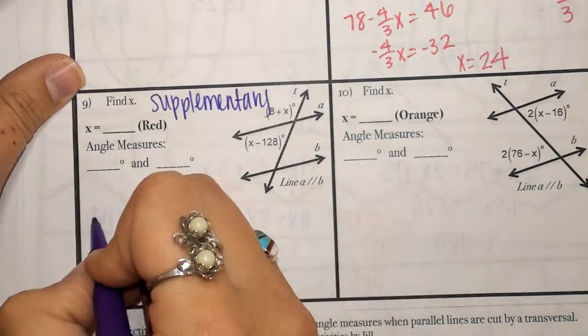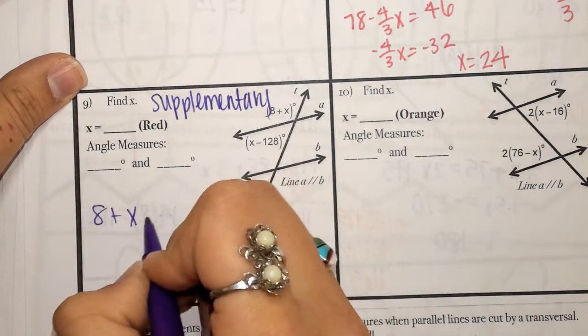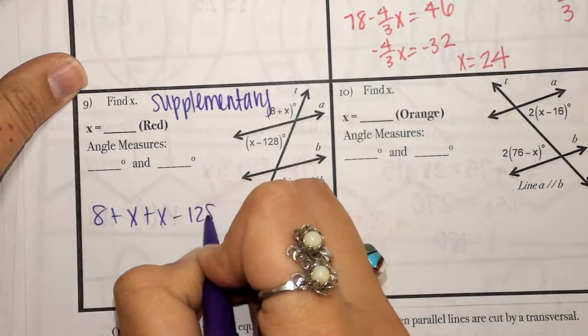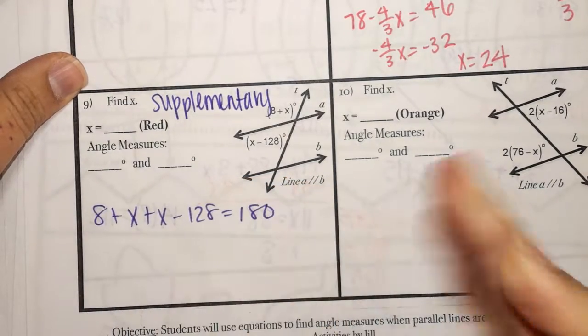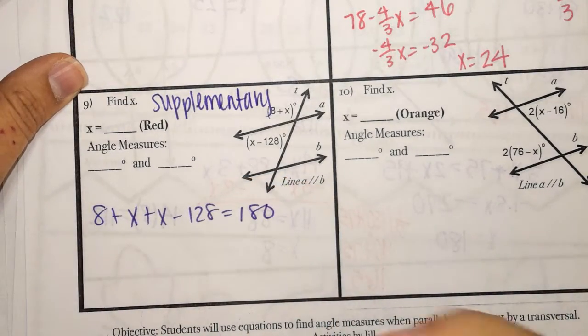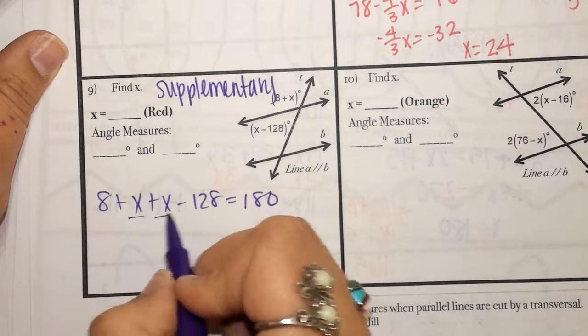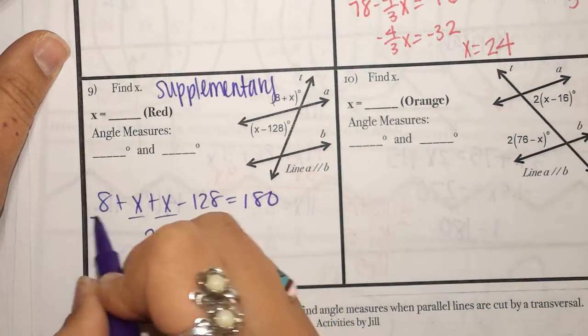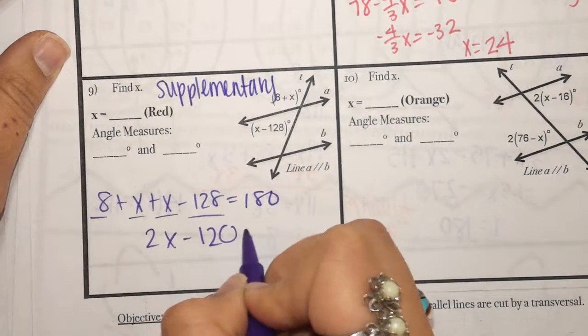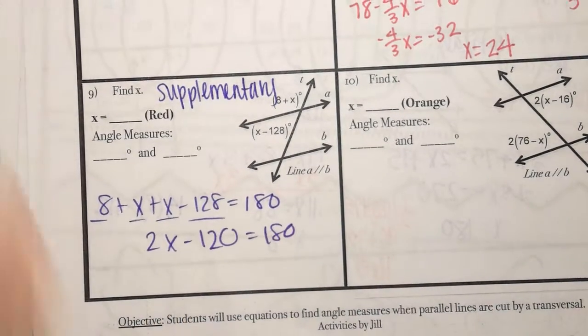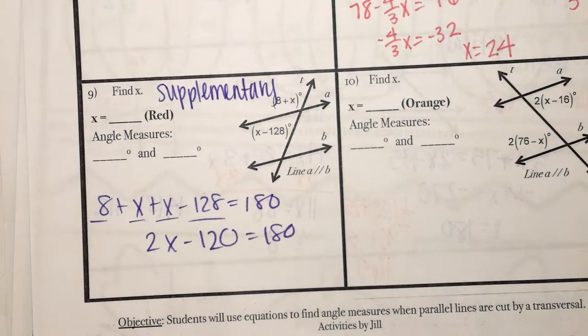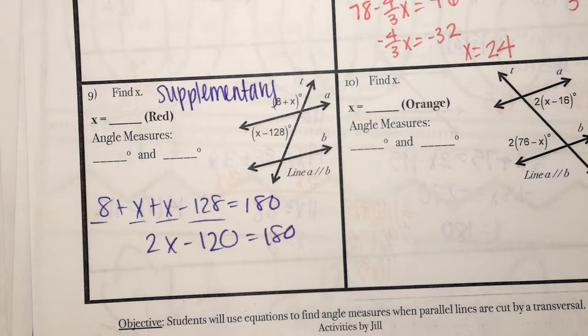It's just so much. So you have 8 plus x minus 128, right? Or a combination of that. If you wrote it differently, that's fine. But then you combine like terms. So x plus x gives you 2x. 8 minus 128 gives you negative 120 equals 180. Combine like terms. You can't combine that 8 and the x together because they're not like terms.